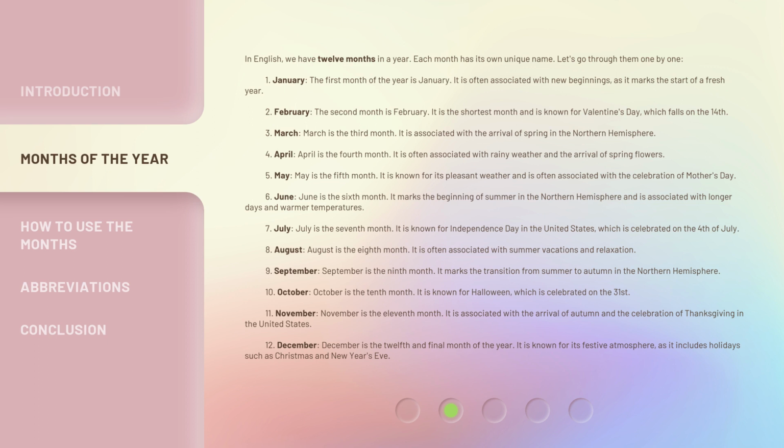11. November. November is the 11th month. It is associated with the arrival of autumn and the celebration of Thanksgiving in the United States. 12. December. December is the 12th and final month of the year. It is known for its festive atmosphere, as it includes holidays such as Christmas and New Year's Eve.